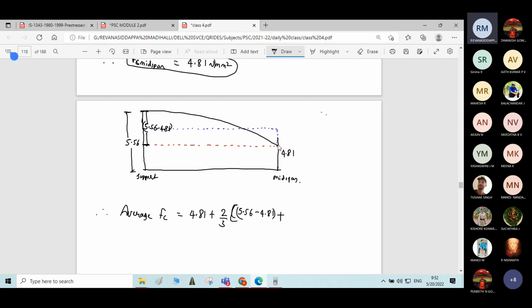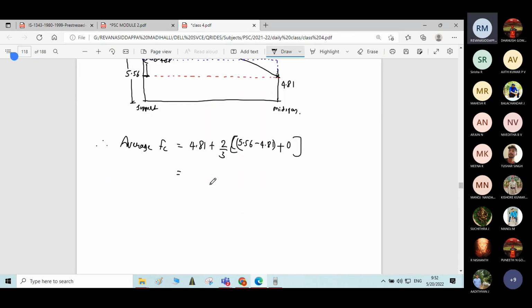plus here height is 0. So at this point height is 0. At this point we have the height of 5.56 minus 4.81 plus 0. By this, this parabola is converted into average stress. Okay, therefore the answer is 5.31 Newton per mm square.